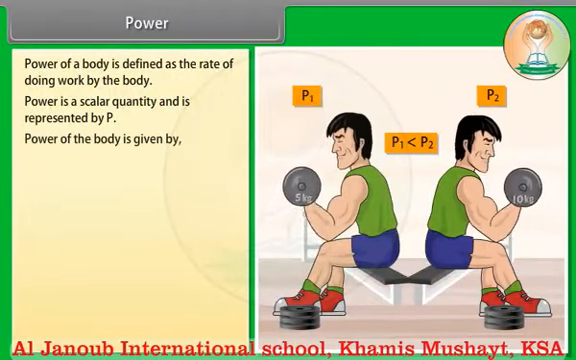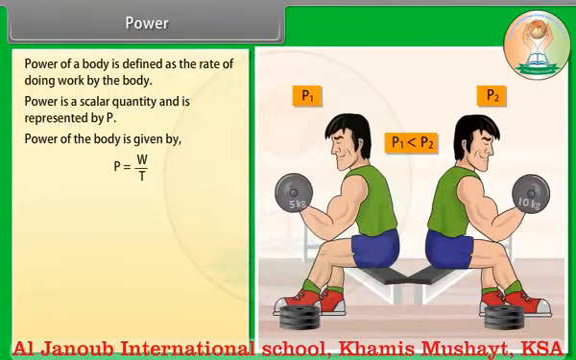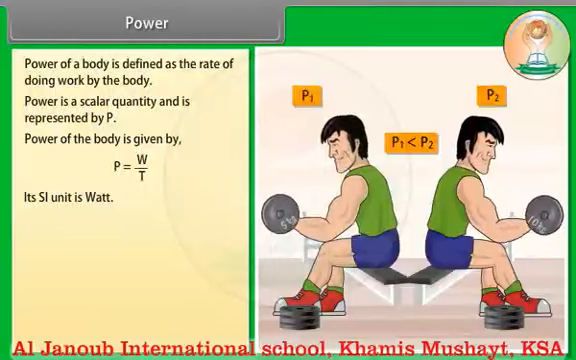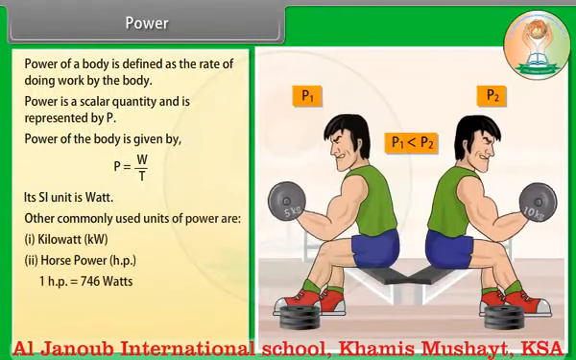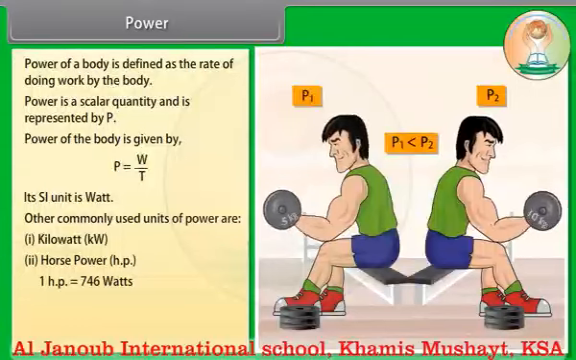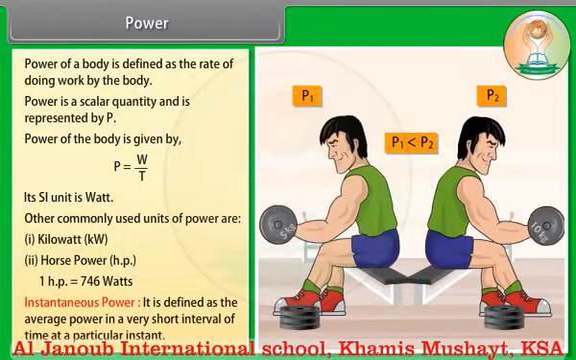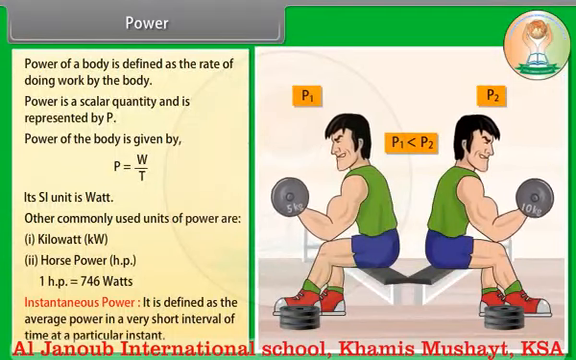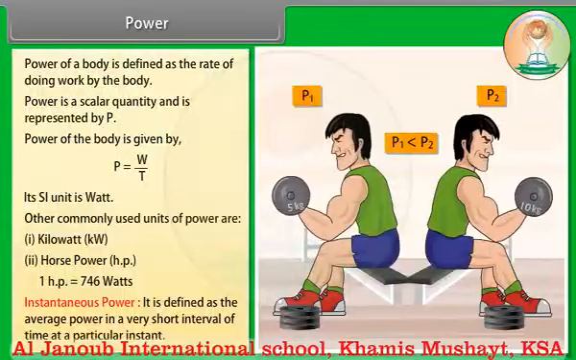Power of a body is given by P equals W upon t. Its SI unit is watt. Other commonly used units of power are kilowatt and horsepower. 1 horsepower is equal to 746 watts. Instantaneous power: it is defined as the average power in a very short interval of time at a particular instant.